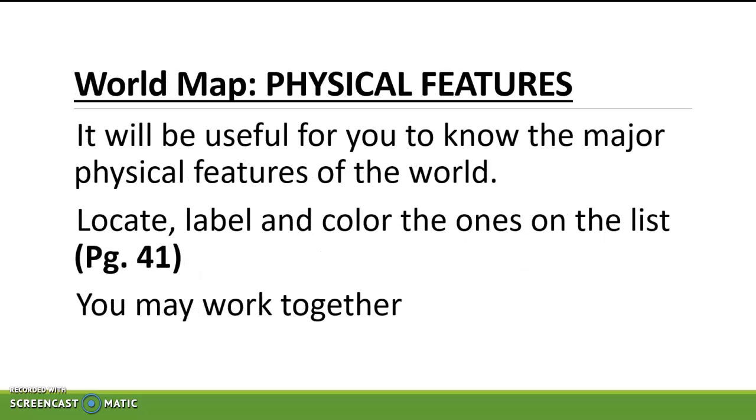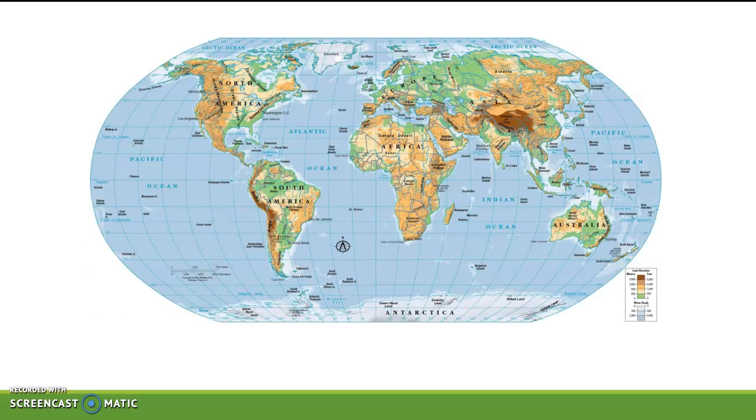All right, so we're going to look at the world map. This is looking at physical features. It's going to be useful for you to know the major physical features of the world. You want to be able to locate, label, and color the ones on this list. You obviously are not going to necessarily be able to work together, but if you want to Zoom with each other, you're welcome to, or talk on the phone. This is just an exercise, and you can do this on page 41. I will not be collecting this, however.